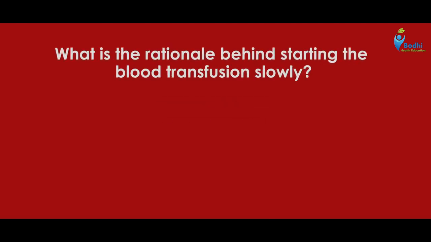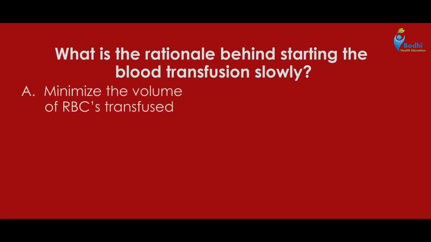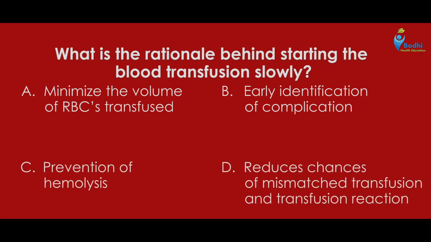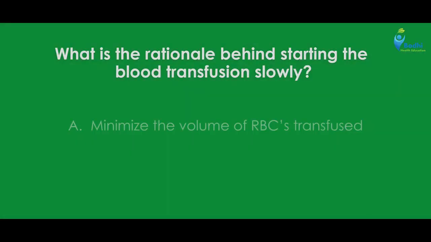What is the rationale behind starting the blood transfusion slowly? Options are: option A, minimize the volume of RBCs transfused; option B, early identification of complications; option C, prevention of hemolysis; option D, reduces chances of mismatched transfusion and transfusion reactions. The correct answer is option A, minimize the volume of RBCs transfused.